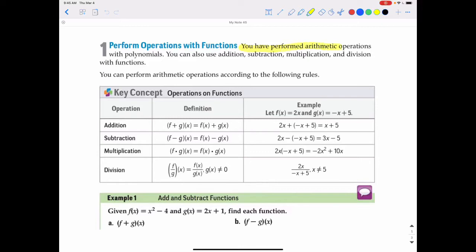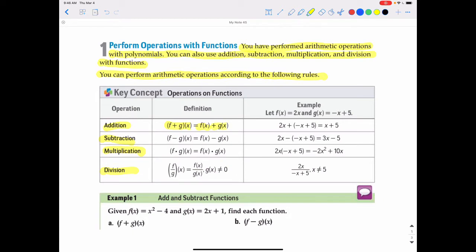So you've performed arithmetic operations with polynomials. You can also use addition, subtraction, multiplication, and division with functions, and you can perform the arithmetic operations according to the following rules. So the notation that you're going to use for the addition, subtraction, multiplication, and division of functions is just like it says over here on definitions. If it says f plus g of x, that just means you're going to take the two functions and add them together. So you would add f of x to g of x.